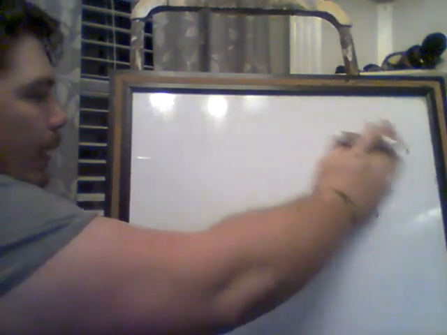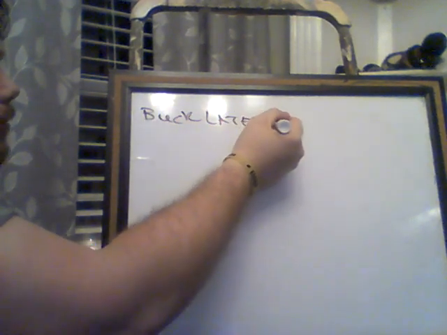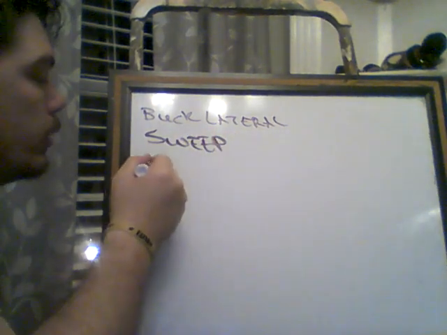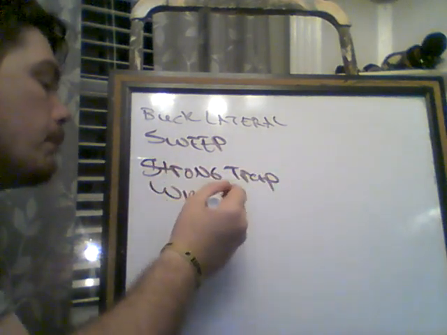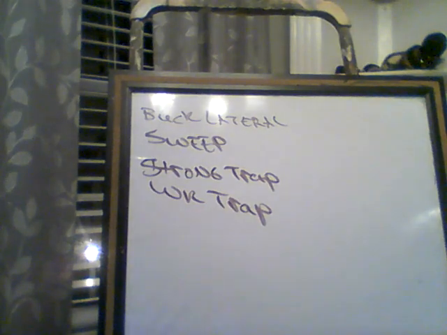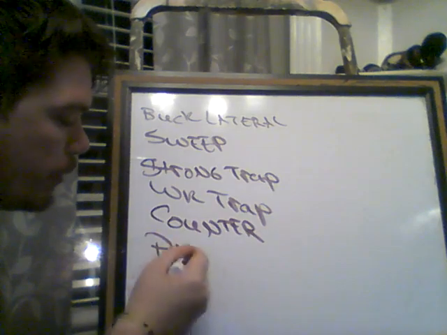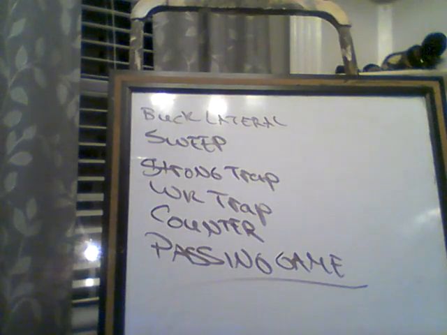So remember our buck lateral series we talked about? Buck lateral. We talked very briefly about just straight sweep. Once again, these are all set up to look similar. Strong trap, weak trap, counter, and very briefly we talked about the passing game. All these are set up to look similar off that series, okay? And you're going back to the same idea we talked about in the wing tee where things look similar, and it's our job to deceive the defense that way, okay?